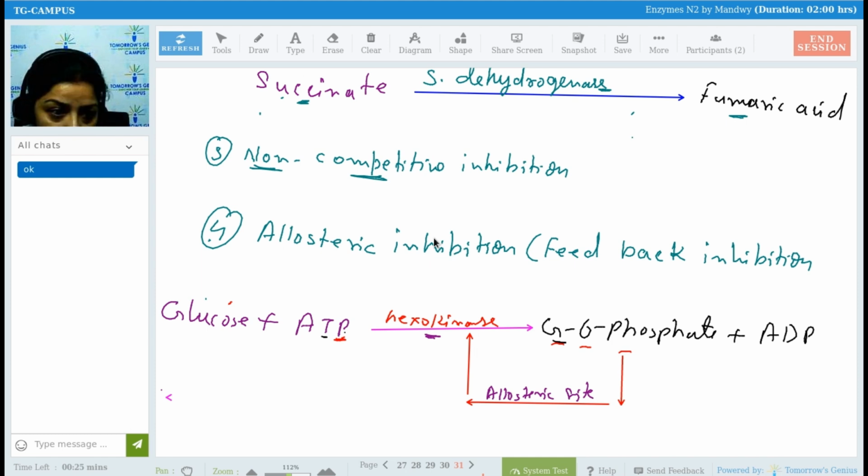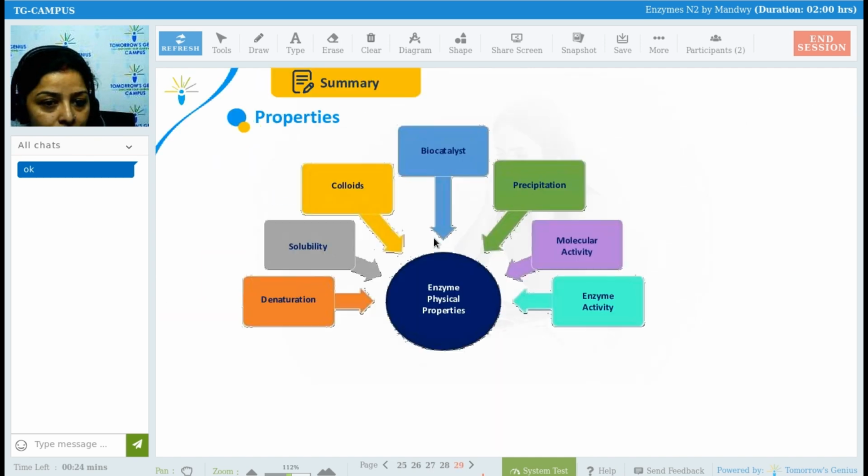Once you start going through the next chapter, photosynthesis, you will study all the reactions in that chapter, and that is, I think, the next to next chapter. So this is all about enzymatic action. Any doubt?